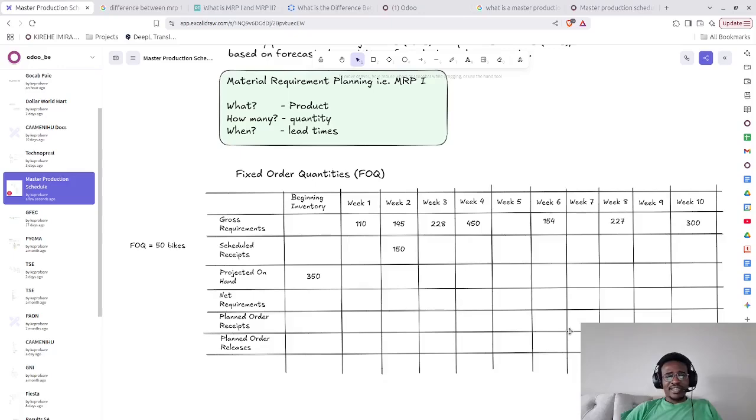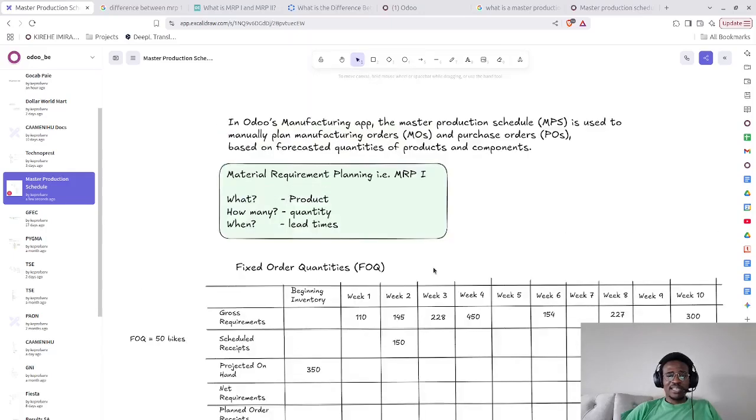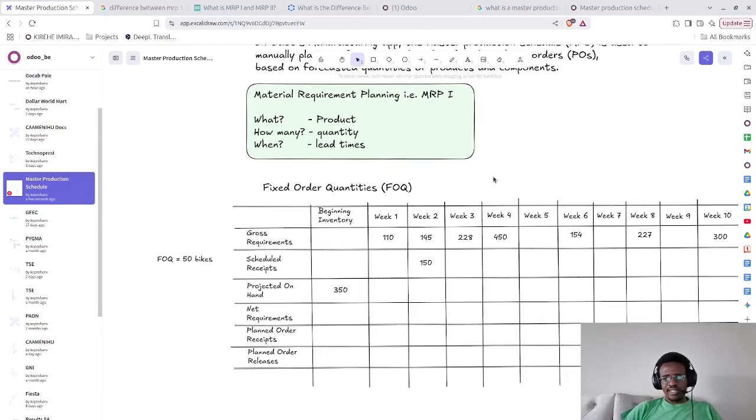So, as discussed last time, MPS basically forms part and parcel of MRP. What's MRP? Good students, you must give me the answer. Ding ding, there you go. It's material requirement planning. So basically, what's crucial here is to know the product you need, the quantity you need, and how long it takes you to get an item.